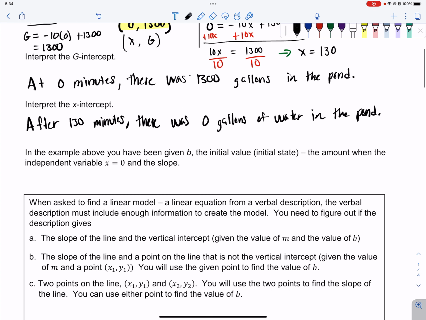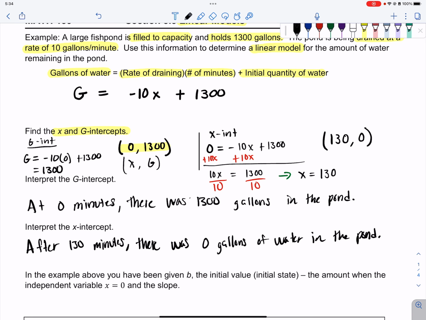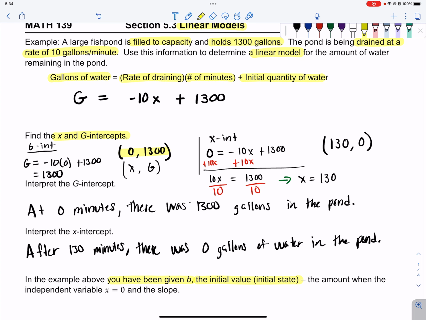Now, in this example for our gallons of water in the fish pond, we were given what b, our y-intercept, is. That was our initial value, the 1,300. We were also given the slope. That was the rate that we saw, the negative 10 gallons per minute. That makes it easy to write the equation, because when we have our y equals mx plus b, the two things that we need to be able to write the equation are m and b.